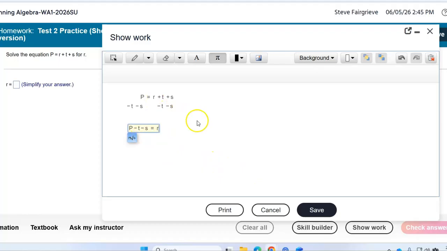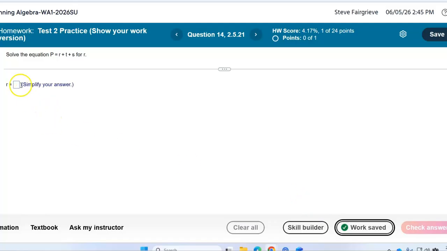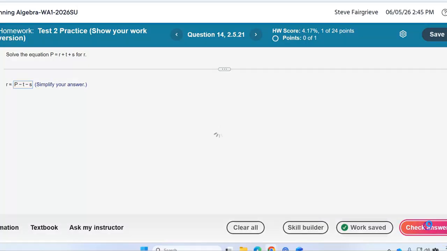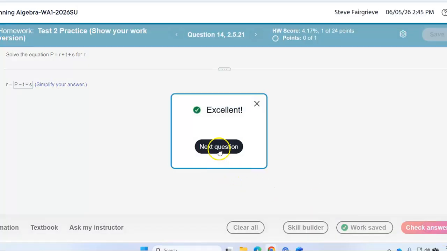Okay, so my work's there, just as if I was writing it out by hand. I don't have to draw. I can just use the keyboard to enter these equations in. Okay, so I'm going to come down here and write down my answer. R equals P minus T minus S. And check my answer.